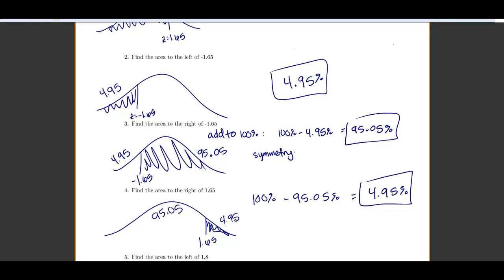I could have also used symmetry, because when you look at number 2, notice that this area to the left of negative 1.65 is the same as the area to the right of 1.65.